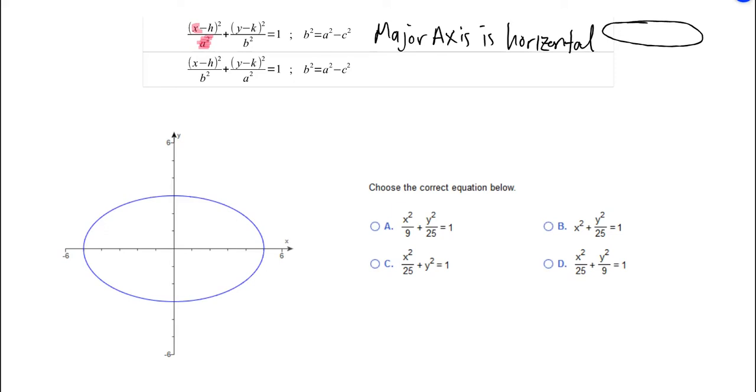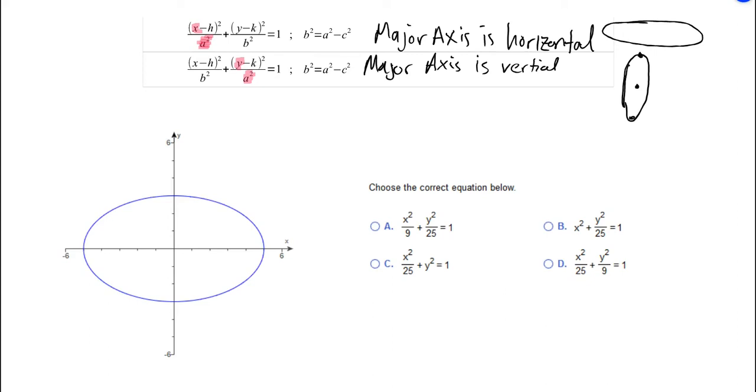So then the other orientation is when we're going to have our major axis vertical. So that would be our ellipse being longer vertically. And we can tell from the equation, because A is underneath the Y, so we're going to have that ellipse being longer vertically.